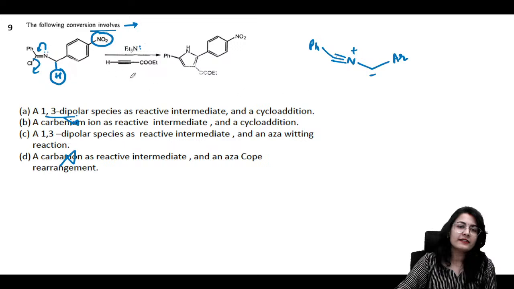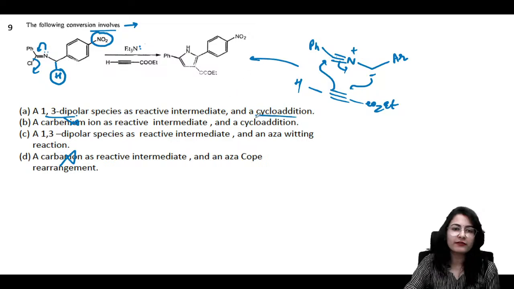After that we have an alkyne. The alkyne will add. All right. So the alkyne adds like this to give you this molecule. So what kind of reaction do you have? 1,3 dipolar species formation followed by a cycloaddition reaction. 3 plus 2 cycloaddition. Okay. It was quite a simple question. Let's move onwards.